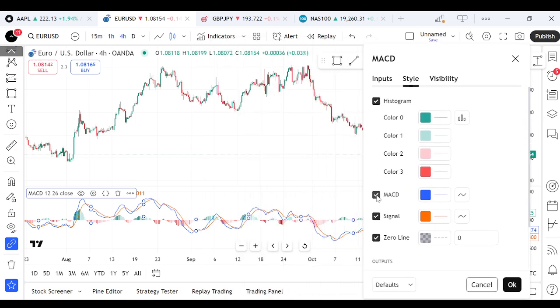This line is calculated by subtracting the 26 period EMA from the 12 period EMA. It reflects the difference between the short-term and long-term price movements.